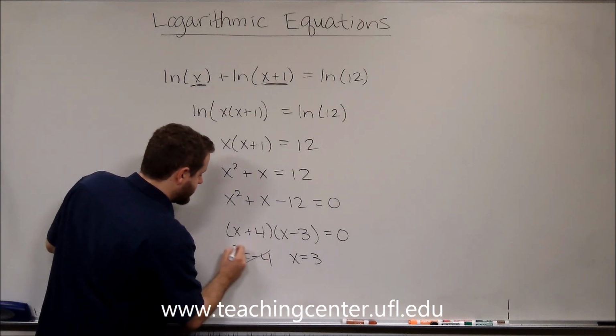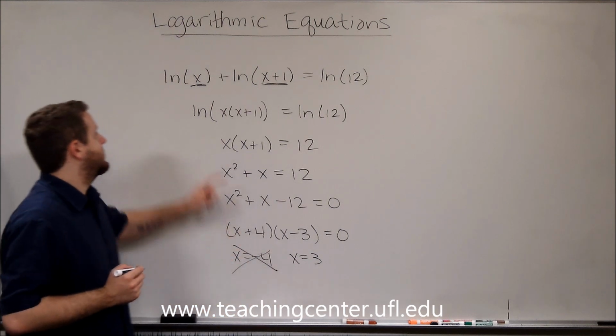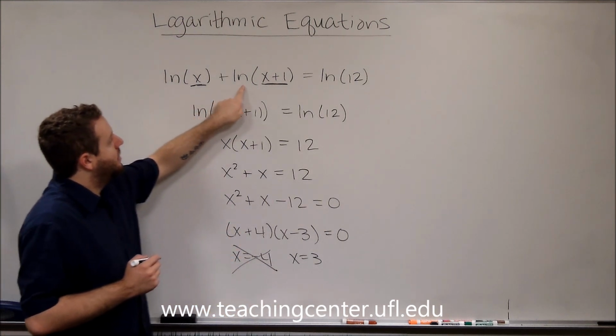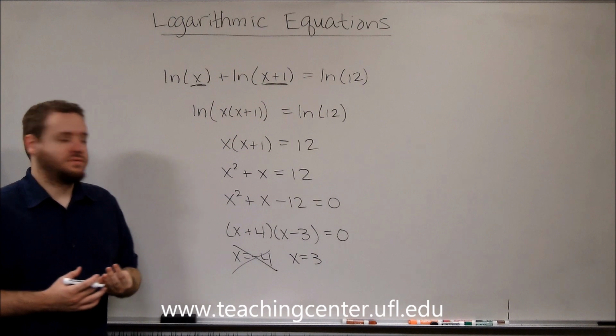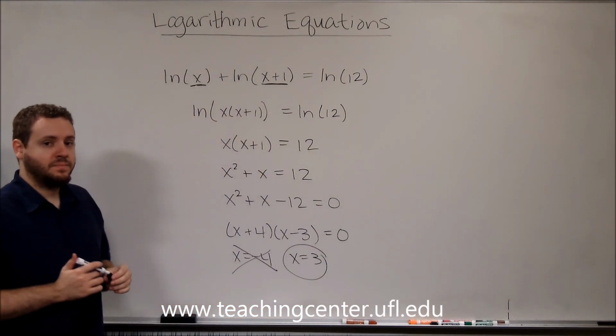So negative 4 is an extraneous solution. However, 3 works fine because I'm going to be doing ln of 3. Here I'd be doing ln of 4. That works just fine. So we'd only have one answer, x equals 3.